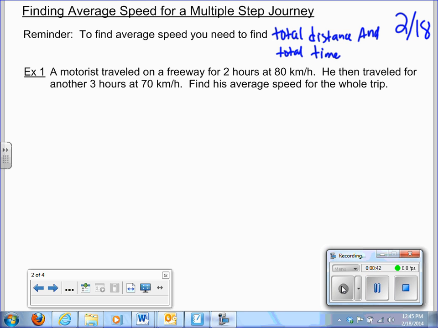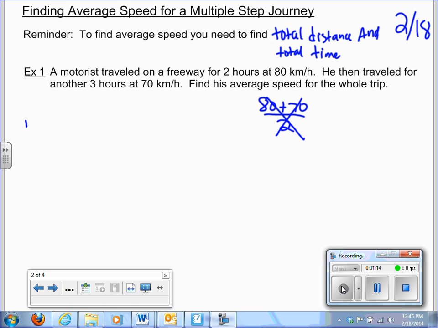All right, let's look at example 1. Can I get a reader, please? Christopher. A motorist traveled on the freeway for 2 hours at 80 kilometers per hour. He then traveled for another 3 hours at 70 kilometers per hour. Find his average speed for the whole trip. Okay, so we're not going to do 80 plus 70 divided by 2. That's what you would normally do to find an average. That's not what we do for average speed.